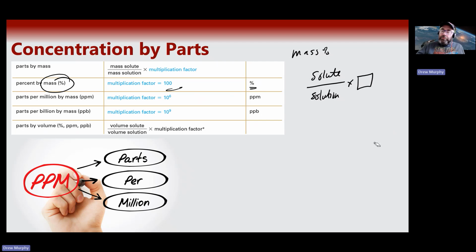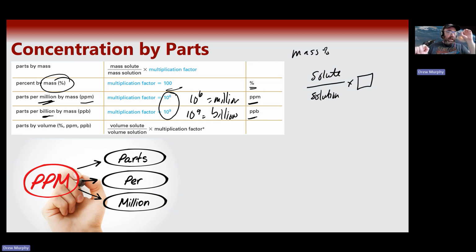There are also smaller ones: ppm, which is parts per million, and ppb, which is parts per billion. The only thing that's different is their factor, 10 to the 6th and 10 to the 9th, because 10 to the 6th is a million and 10 to the 9th is a billion. And they all work the same way.